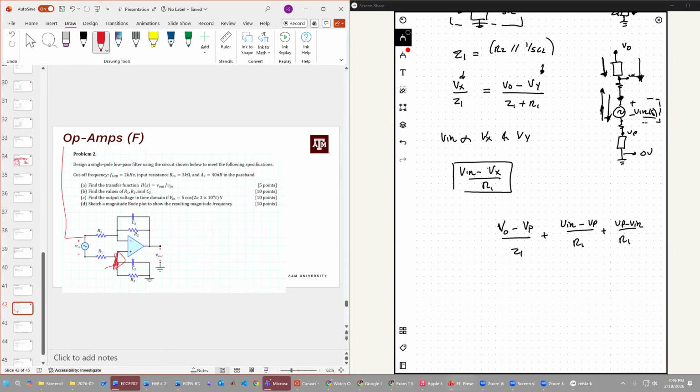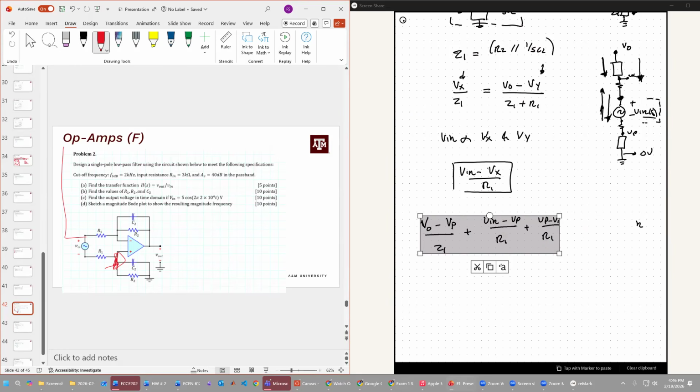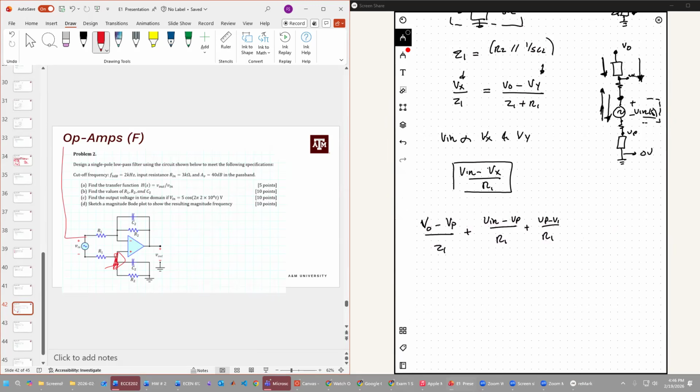Okay, you know what? I missed a portion of. Okay, that's what it was. So there's the second term of the VN. When I first wrote it, I didn't have the second VN term. Okay, there we go. This is more clear now. Minus VP over Z2.